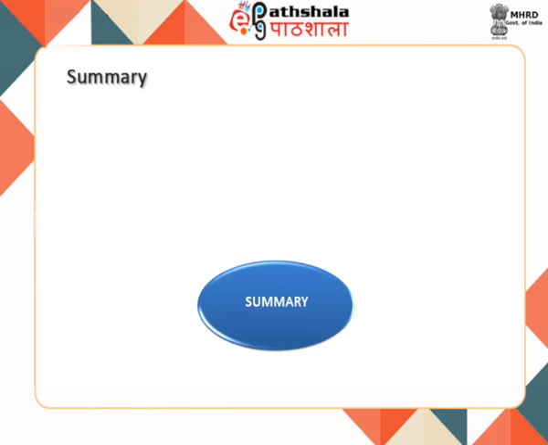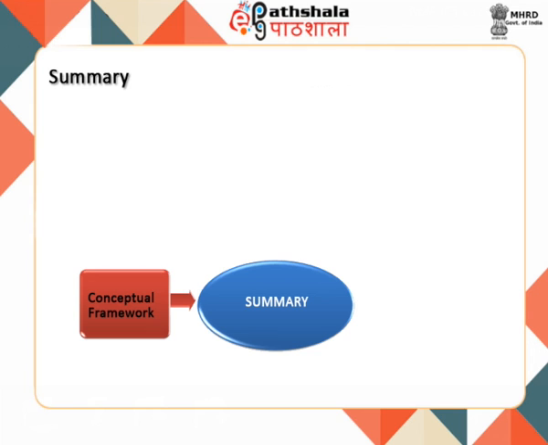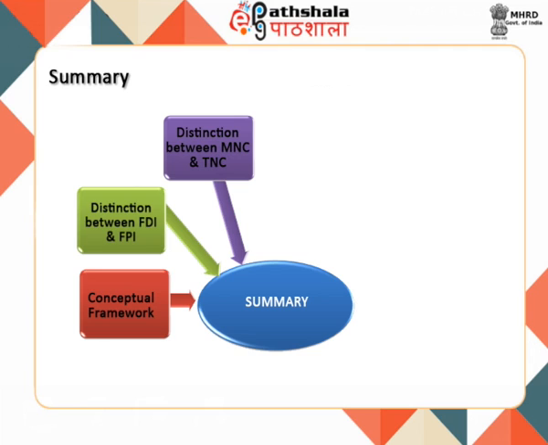Let us now summarize what we have learnt in this module. Initially, the conceptual framework behind the new face of international business, that is MNCs, is explained. Then, we have discussed the distinction between FDI and FPI. Distinction is also made between multinational corporations and transnational corporations. The main difference between the two is that MNCs are characterized on the basis of location of production beyond host country, whereas TNCs are characterized on the basis of ownership in different countries.